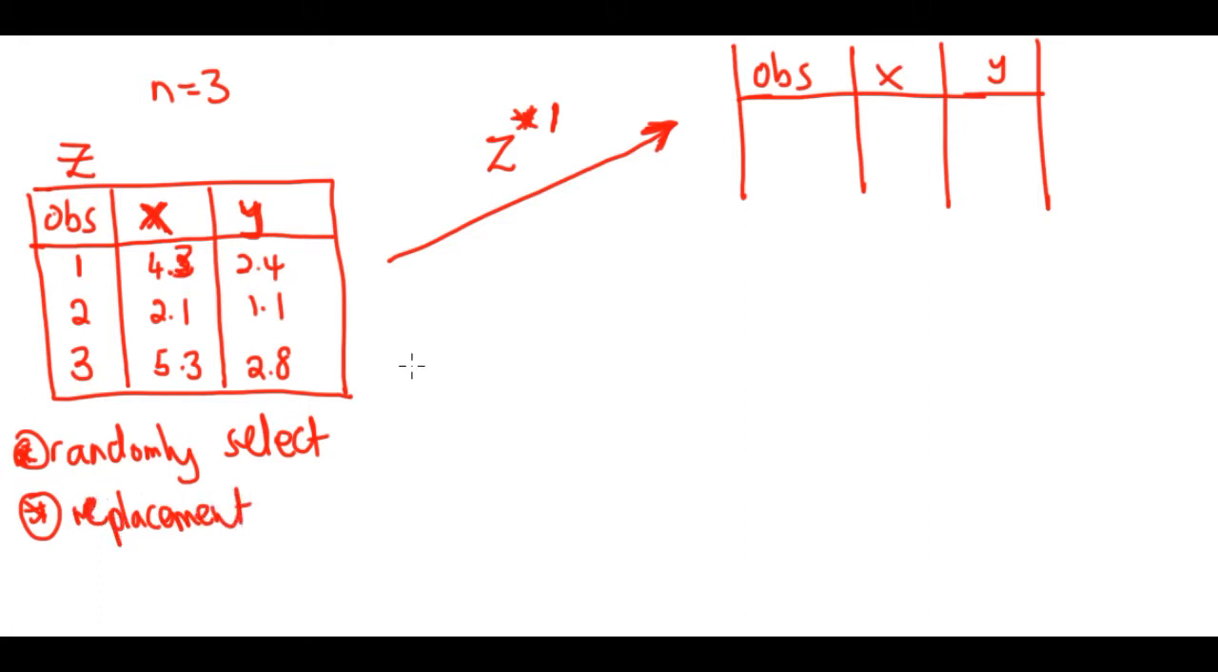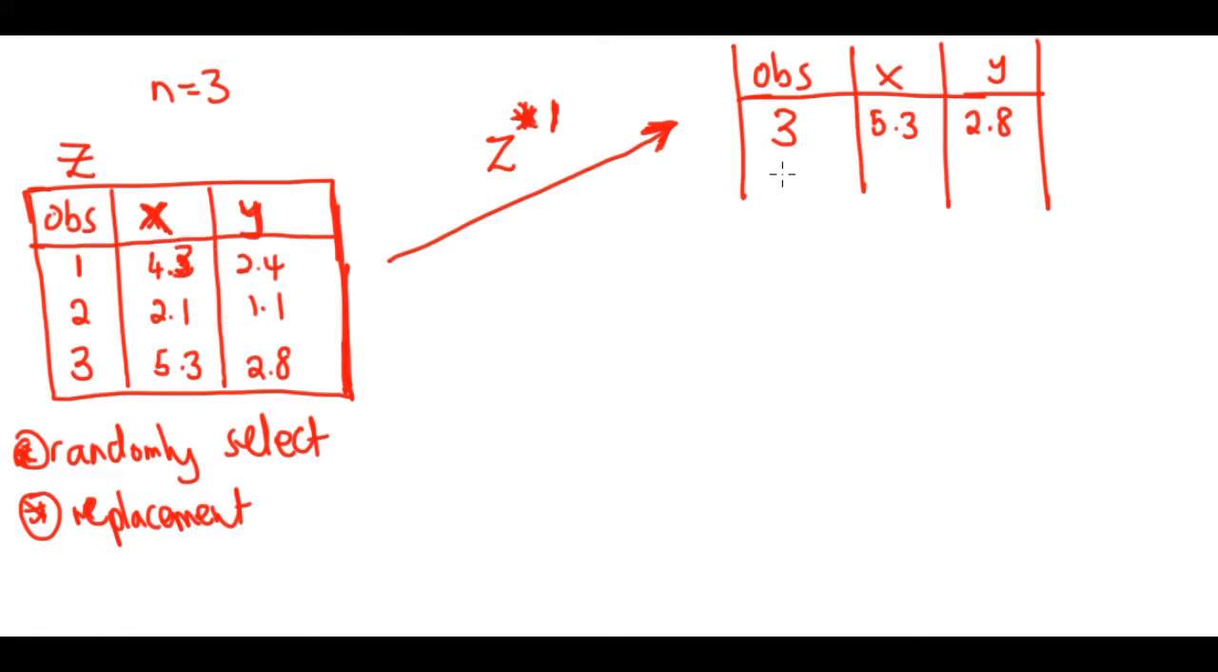What does that mean? Let's say when we are creating our Z star 1, the first observation that we pick randomly is observation number 3. So the X for observation number 3 is 5.3, and then it's 2.8. And we replace that into our data set. What it basically means is we do not say we've picked observation number 3, so we are not going to pick it again. No, we keep it there. We can pick it again because we are doing it with replacement. It's still in our data set and can still be picked again.